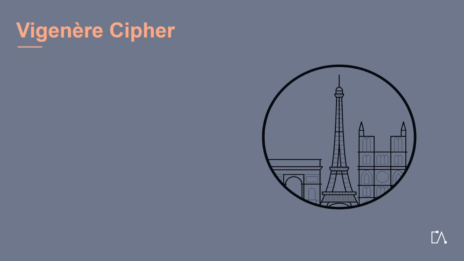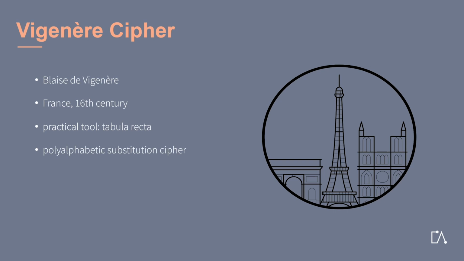Our next cipher is named after its inventor. The so-called Vigenère cipher was developed in France in the 16th century by Blaise de Vigenère. An essential and highly practical tool for this cipher is the tabula recta, which was developed by a German Benedictine abbot, already in 1508. We will have a closer look at it later on.